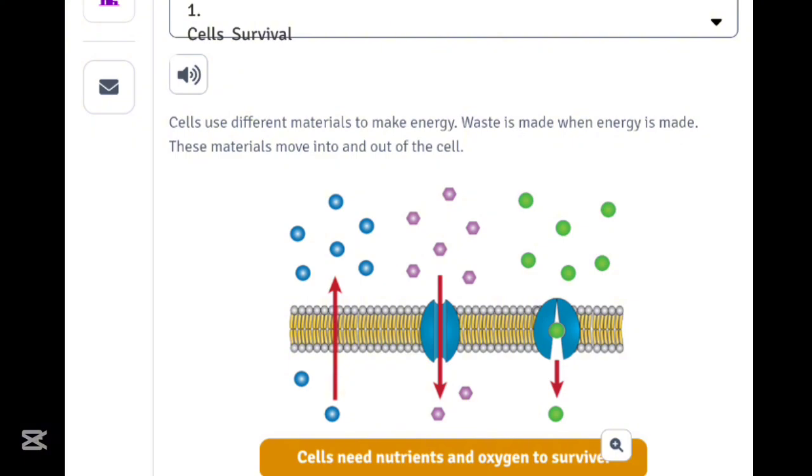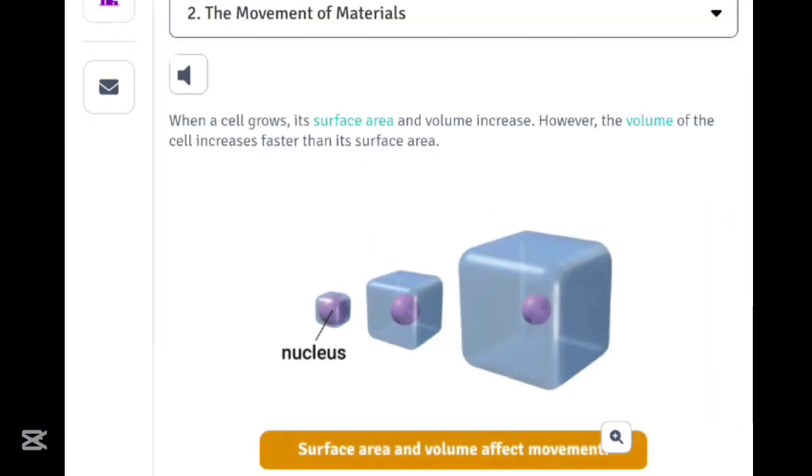What do cells need to survive? Cells use different materials to make energy. Waste is made when energy is made. These materials move into and out of the cell. What affects the movement of materials?